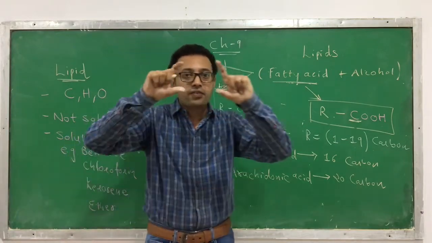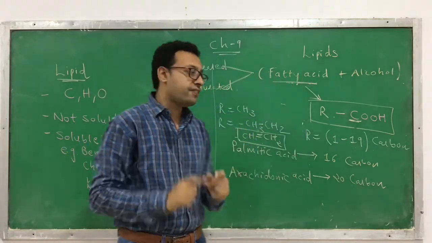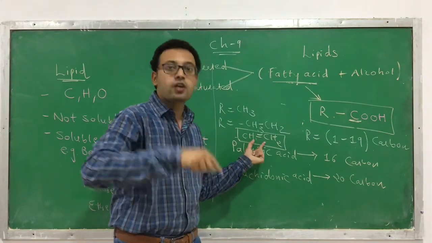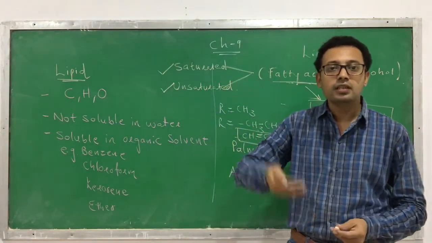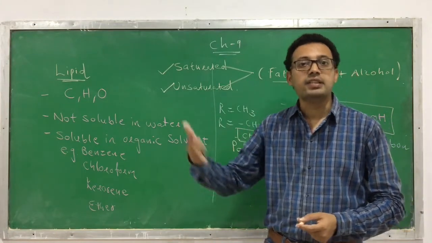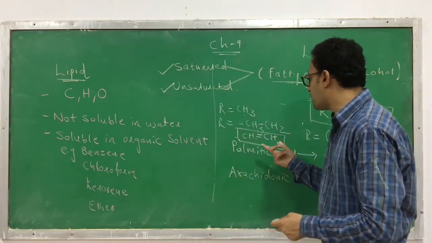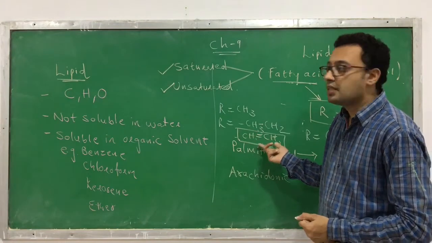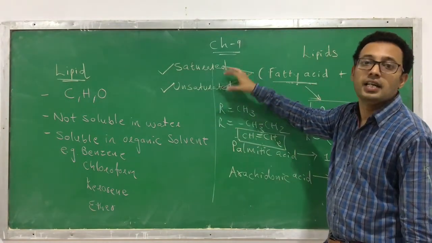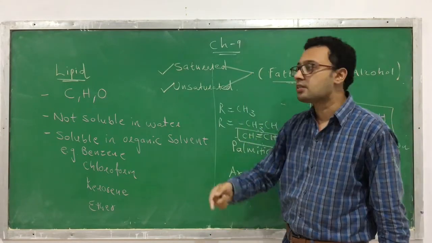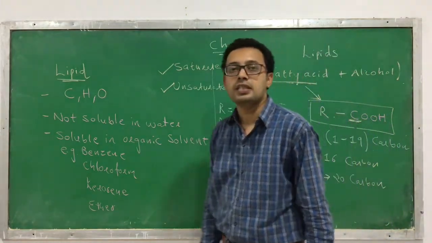Clear? In a chain of a fatty acid, if double bonds are present, one or more, it's not necessary that only one double bond is present. It may be 1, 3, 5, even 7. So if the double bonds are present, then this type of fatty acid is called unsaturated fatty acid. And if the double bond is absent, then this type of fatty acid is called saturated fatty acid.